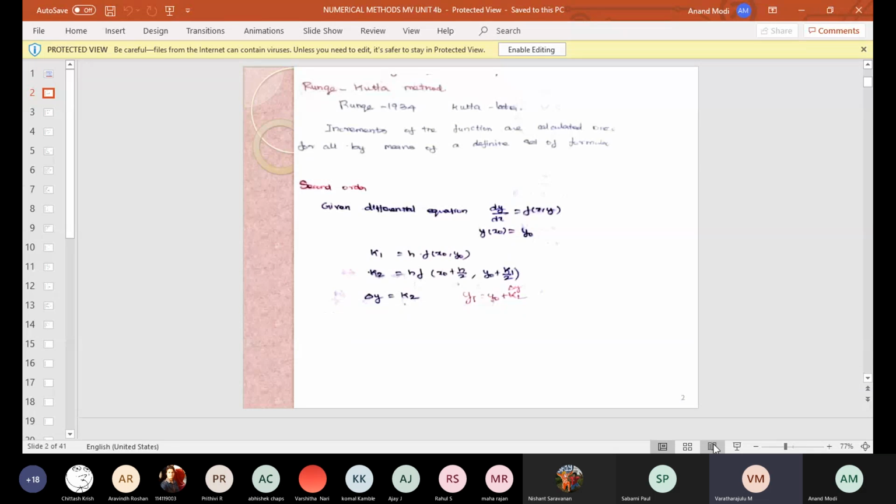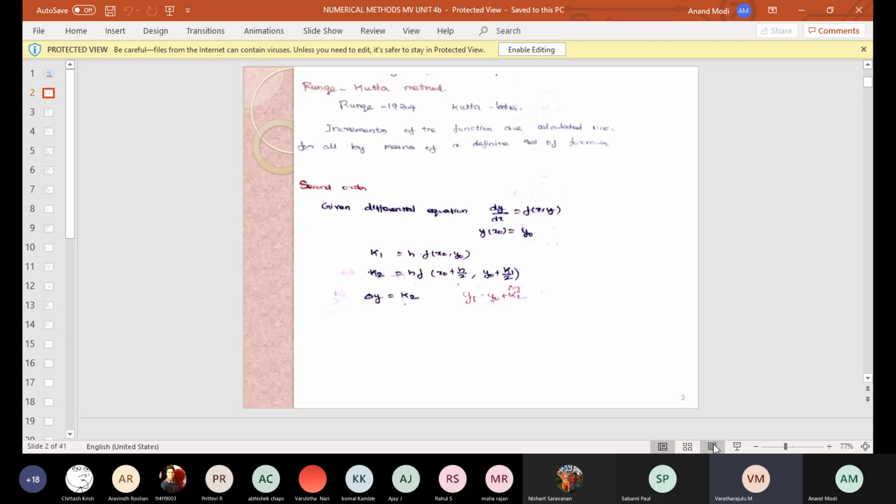And please make a note of the various formulas in the second order Runge-Kutta method. Dy by dx is equal to f of x comma y, and y of x naught is equal to y naught. If feasible, we'll see the derivations of these k1, k2, and delta y later. Now, please make a note. K1 is equal to h of f of x naught comma y naught. K2 is equal to h of f of x naught plus h by 2 comma y naught plus k1 by 2, where k1 is calculated in the present iteration, and our delta y is equal to k2.